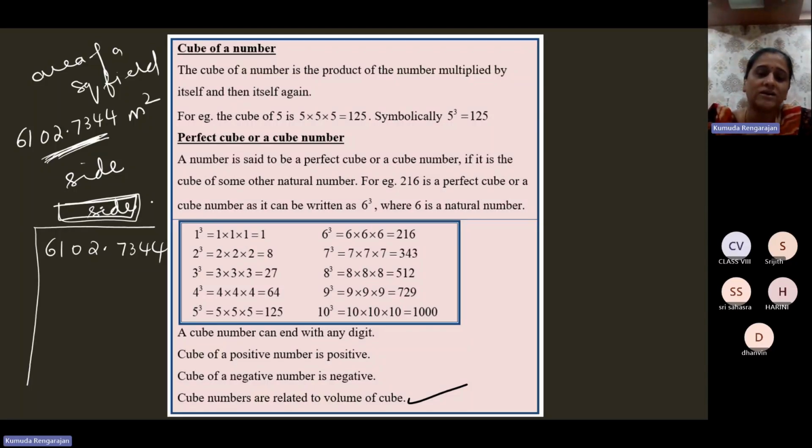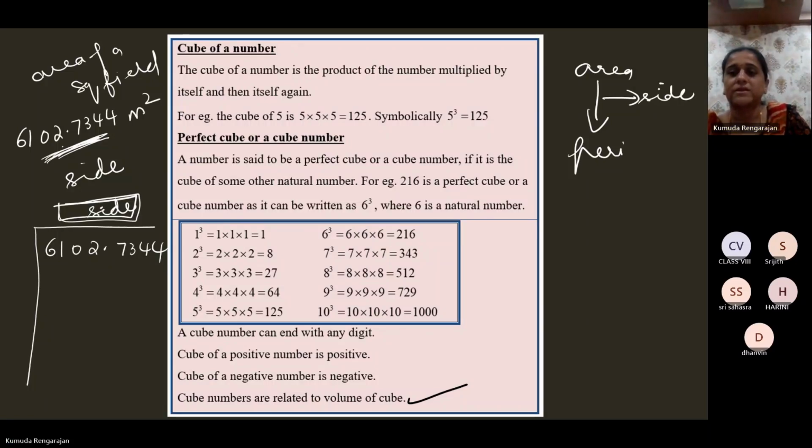Once you find the side, you can even find the perimeter, 4 into A, 4 into side, right? So if you're given the area of the square field and asked to find the perimeter, you'll have to find the side and then find the perimeter. You cannot find perimeter straight away. From area, you cannot directly find perimeter. In between, you should find the side.